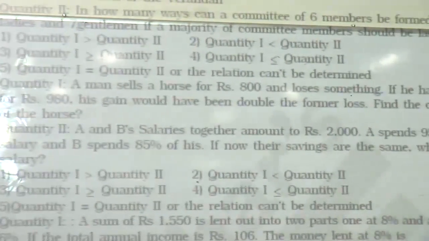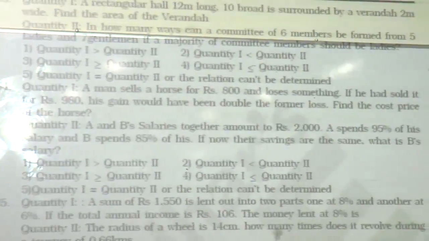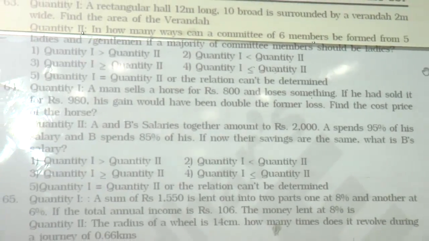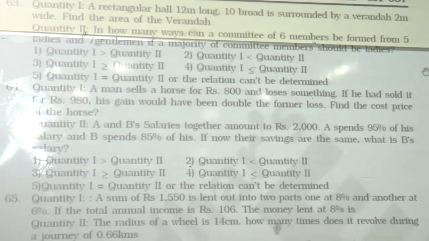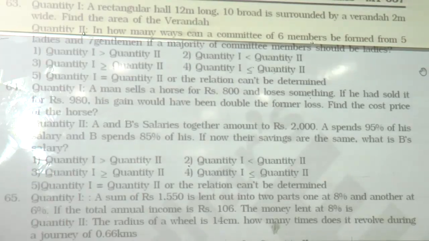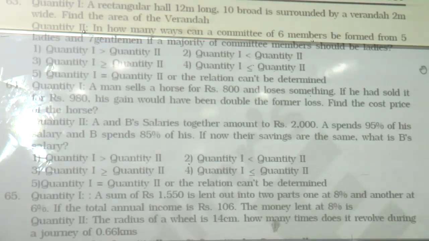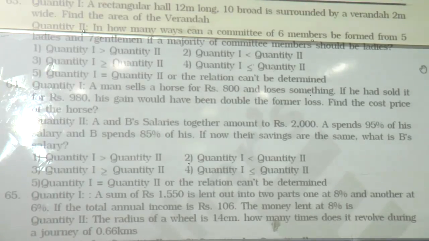Next, 64. A man sells a horse for 800 rupees and loses something. If he had sold it for 980 rupees, his gain would have been double the former loss. So, profit is 2 times of loss. That is what they mean to say. Find the cost price of the horse.